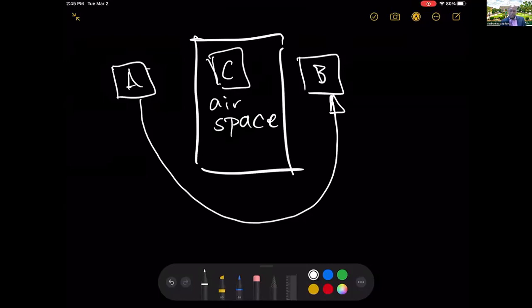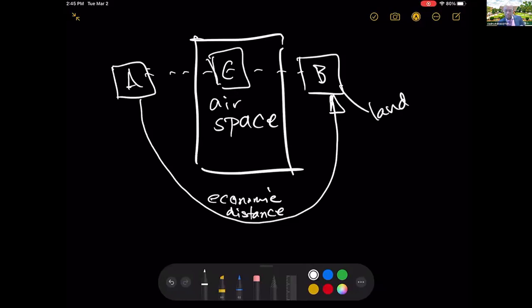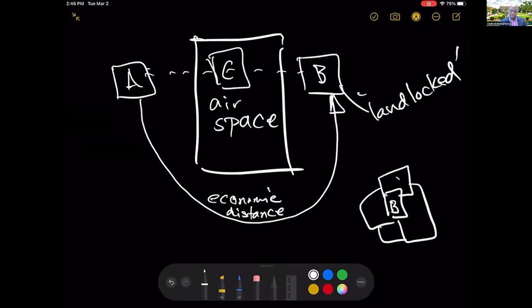And of course you see your economic distance is going to be a lot greater than if you were able to just go straight through. So you have to assess those as well. You have to assess whether country B is landlocked. What does landlocked mean? A landlocked country. You got country B, and you got all these other nations that border it. So it can be country C here, country D, E, F. These are all countries that border country B. And country B does not have a seaport.